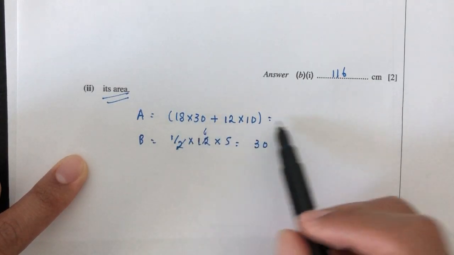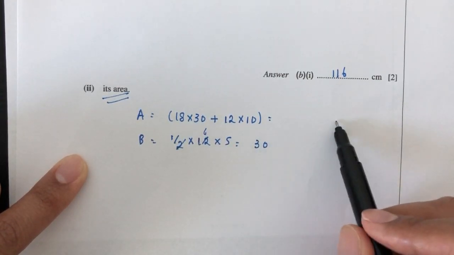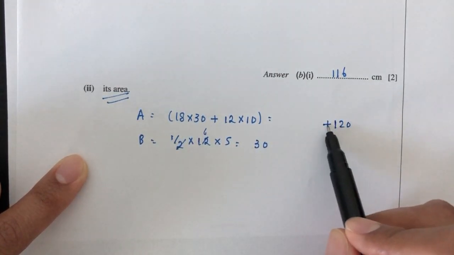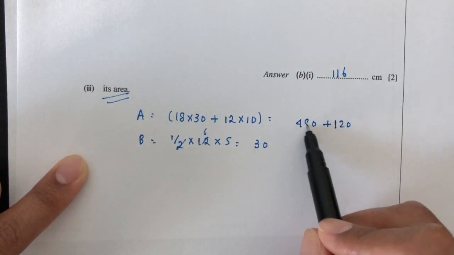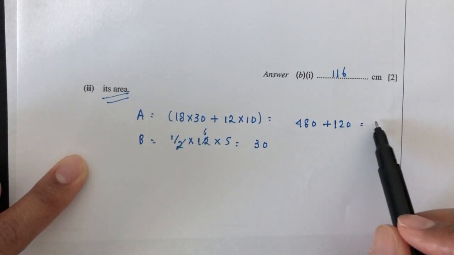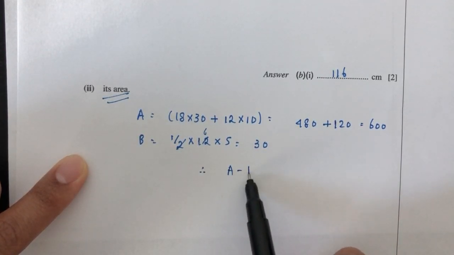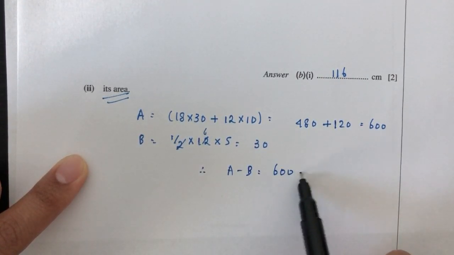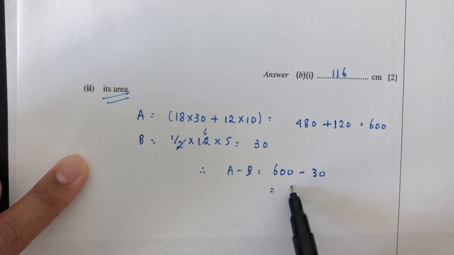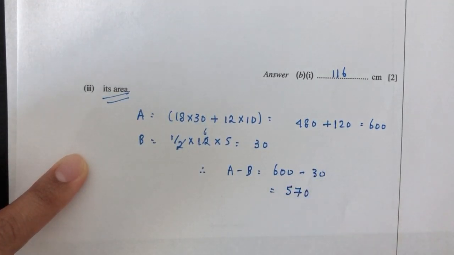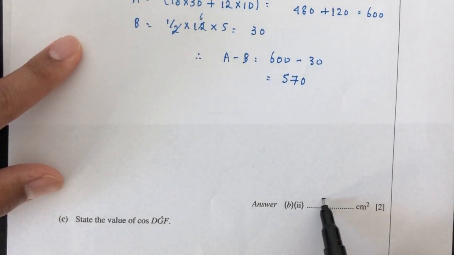And here we have what? This is 120 plus 480, which is going to be 600. So the area is A minus B. That will be 600 minus 30 equal to 570. That will be the answer for part 2.